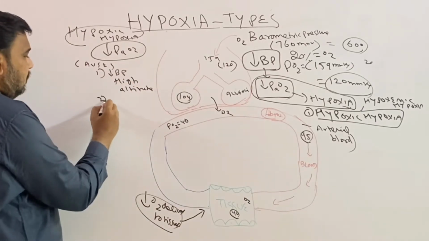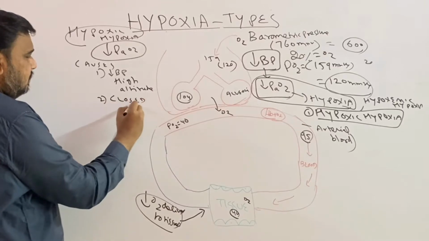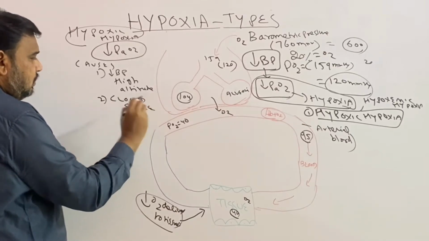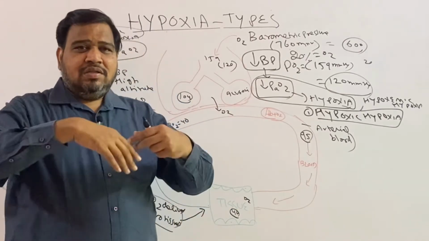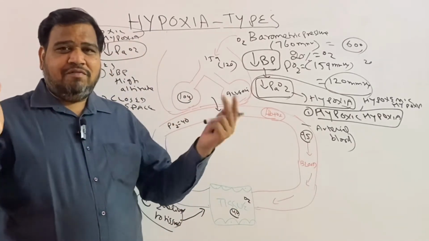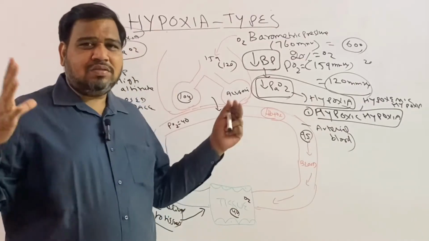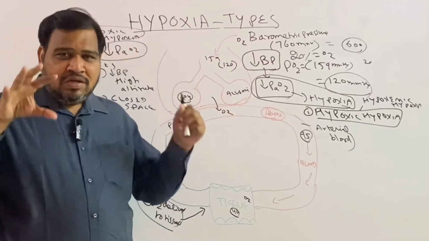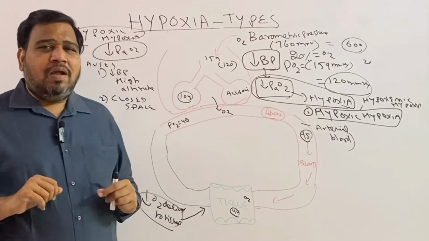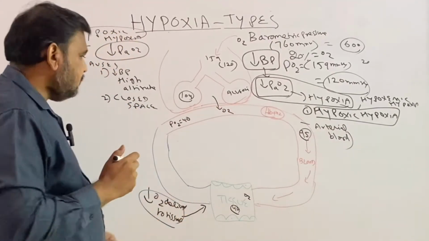Then closed space, note it down. For example, imagine you are caught in a house which is full of fire. You are not able to go out because the house is on fire and you are just trying to avoid the fire, but you are not going to escape. The doors are all on fire. Now in this situation, what will happen to your partial pressure of oxygen?